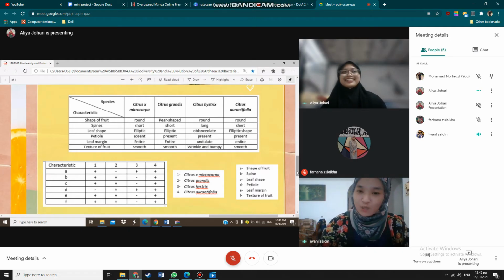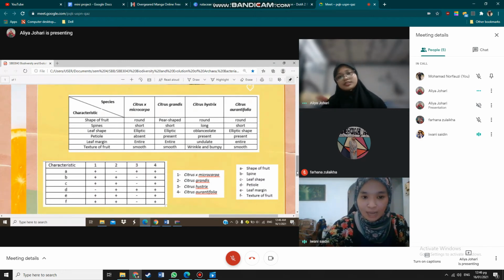So let us discuss in more detail about these four species, in which there are some similar characteristics between these four species, and also some differences. Firstly, we can see that for the shape of the fruit, only Citrus grandis has pear shape, while the other species have round shape. Second, spine. Only Citrus hystrix has long spine. And Citrus microcarpa, Citrus grandis, and Citrus aurantifolia have short spine.